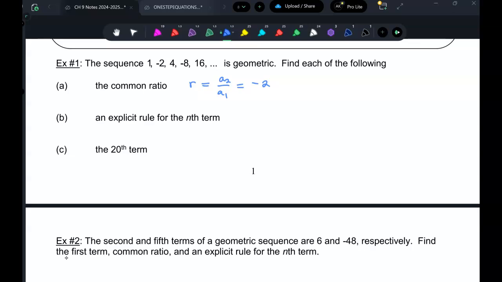What's the explicit rule for the nth term? What's the first term? 1. Do you really need the 1 in front? No. But if it was something other than 1, you want to make sure you include it. Or you could just have negative 2 to the n minus 1. And how do we find the 20th term? Just plug it in. So a sub 20, and you probably need a calculator for that.